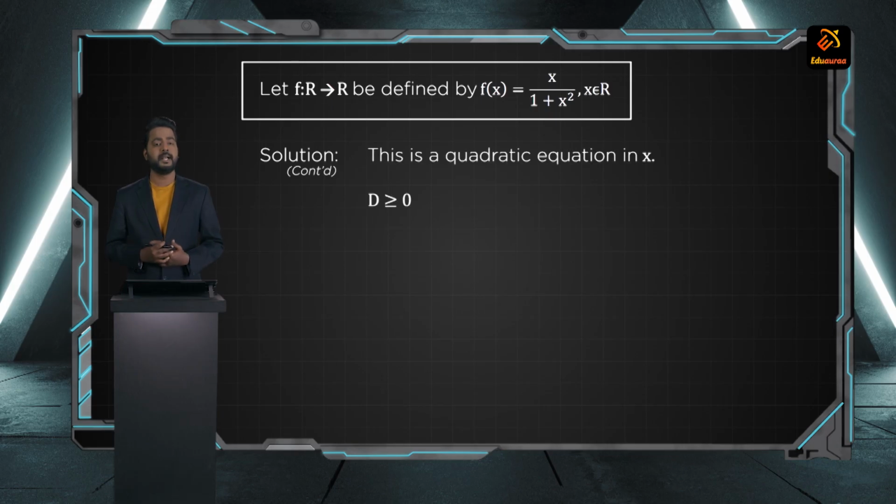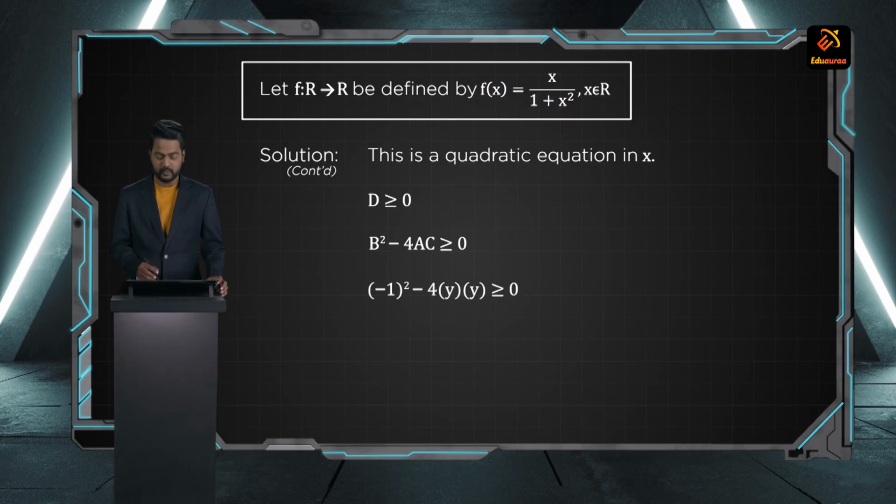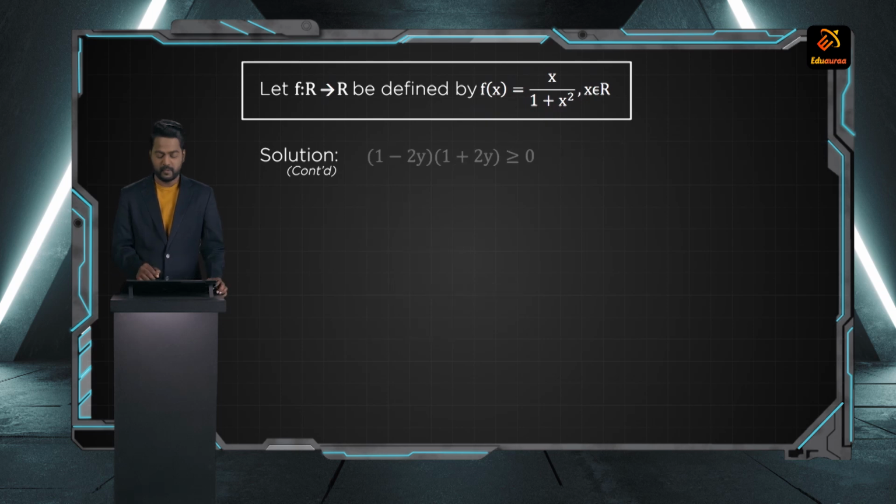This is a quadratic equation in x, so the discriminant will be greater than or equal to 0. What is the discriminant? b square minus 4ac is greater than or equal to 0. What is b? Minus 1. So it will be minus 1 the whole square minus 4 into y into y greater than or equal to 0. The square of minus 1 is 1, so 1 minus 4y square is greater than or equal to 0. So it will be 1 minus 2y into 1 plus 2y greater than or equal to 0.